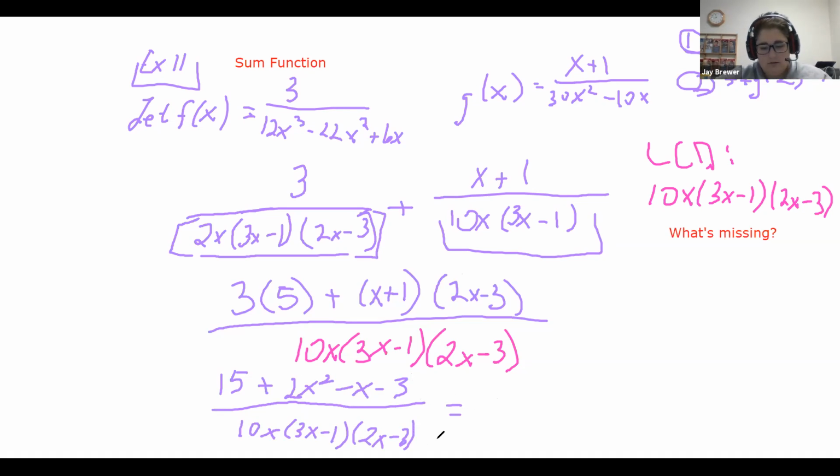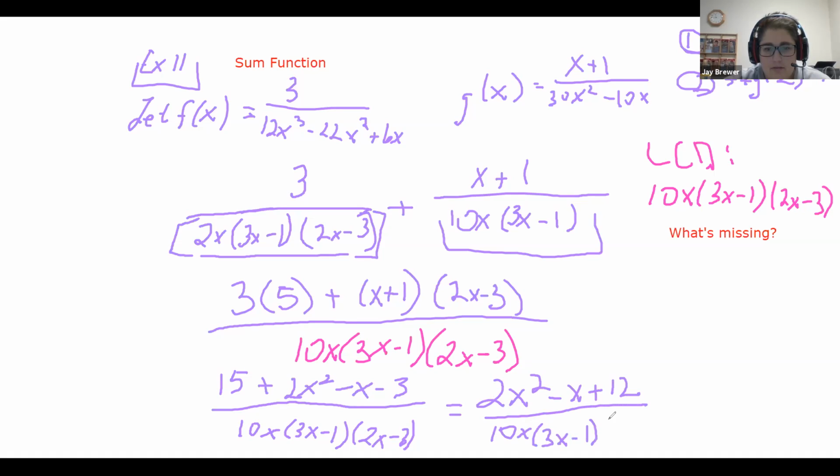All right. So then your overall answer becomes 2x squared minus x plus 12 all over your denominator. Any questions with that kind of problem?